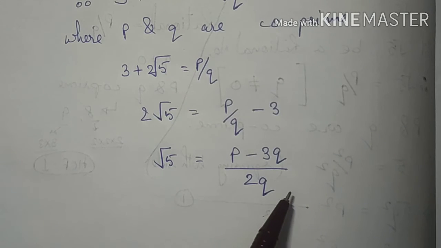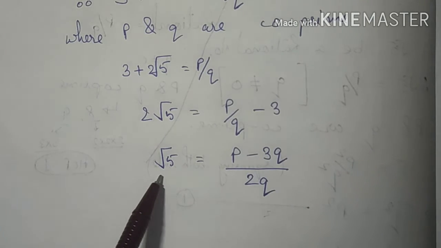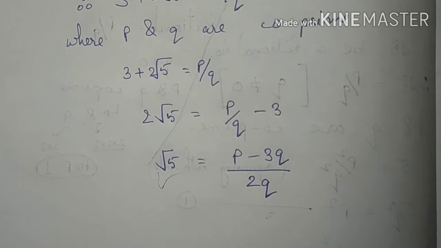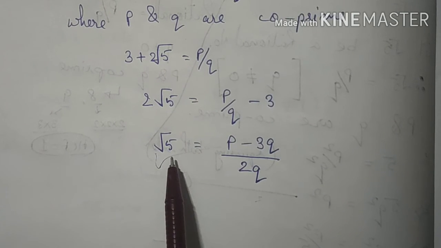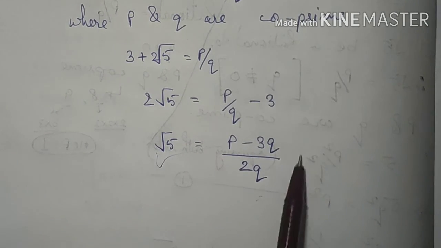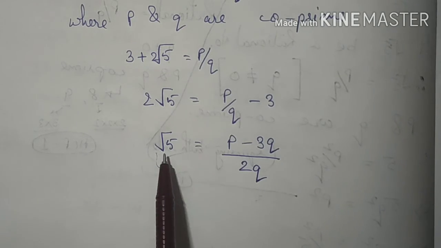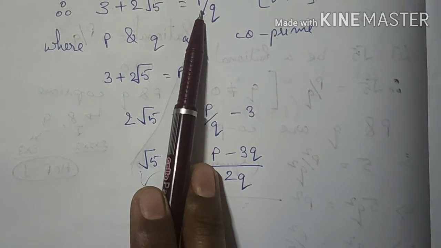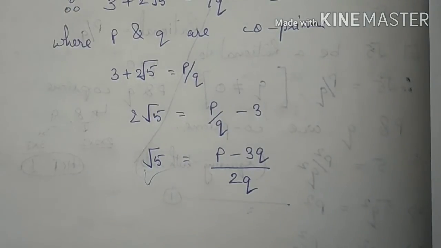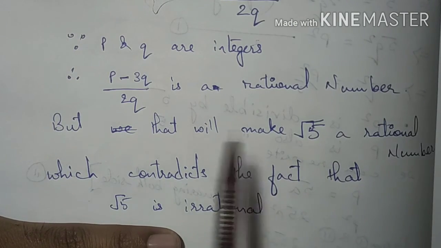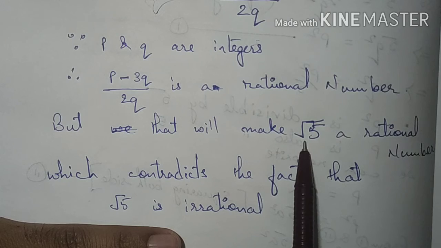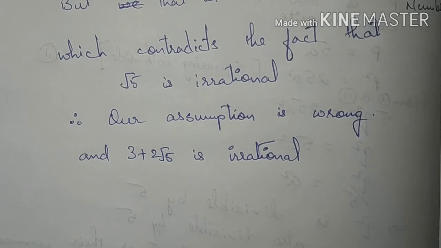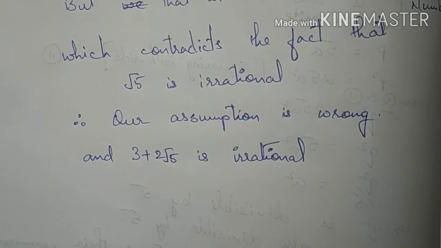Since p and q are just some integers and q is not equal to 0, obviously this term here is a rational term. But we know that root 5 is an irrational number. We have proved it earlier, we don't have to prove it again here. The difference in this question is that we know root 5 is irrational, and we will simply write that since this is a rational term equated with an irrational term, it is not possible. Therefore our assumption that this whole number is rational, that is, that we have equated it with p by q, is wrong. That would make root 5 a rational number, which contradicts the fact that root 5 is irrational. Therefore our assumption is wrong and this is an irrational number.